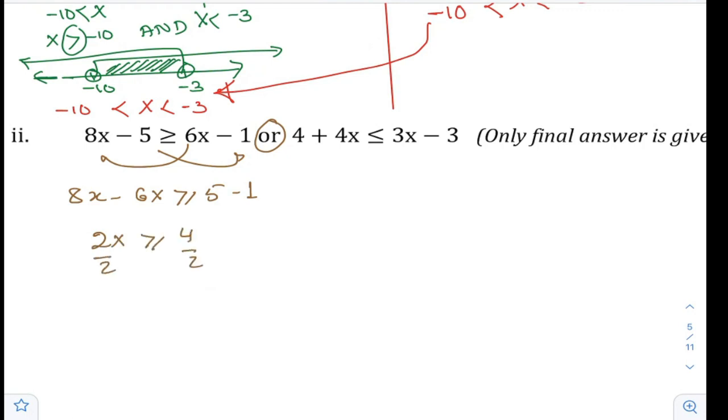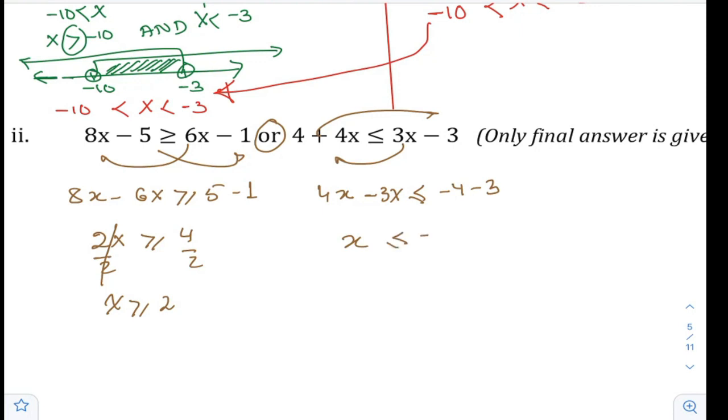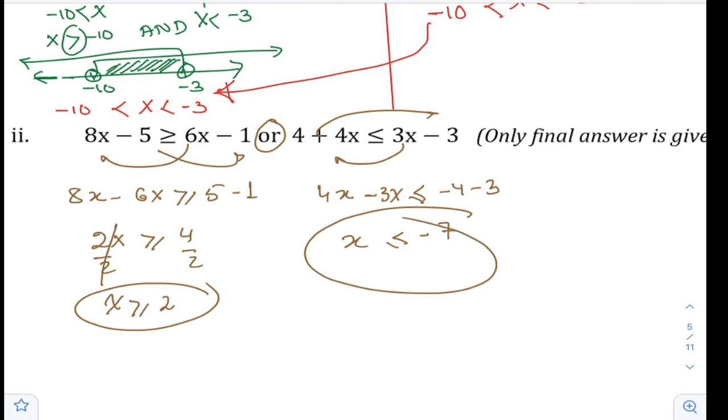Divide by 2, so x is more than or equal to 2. The second one, and they are combined by or.